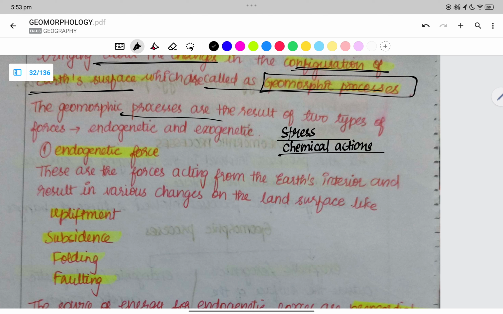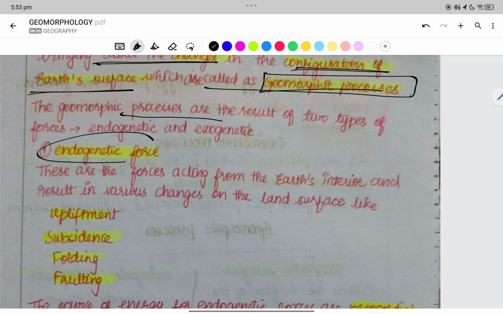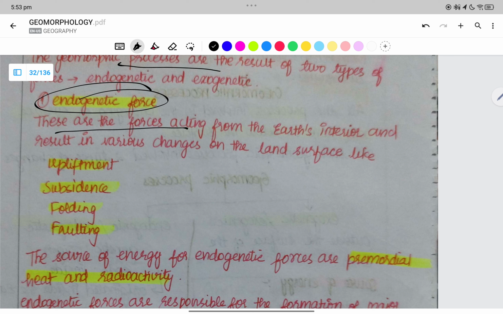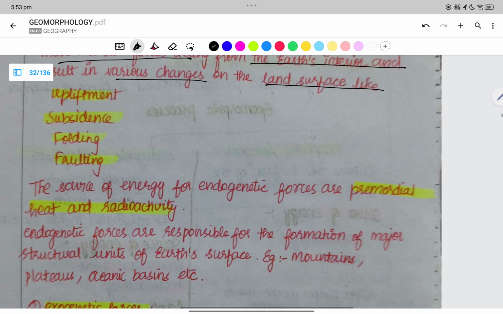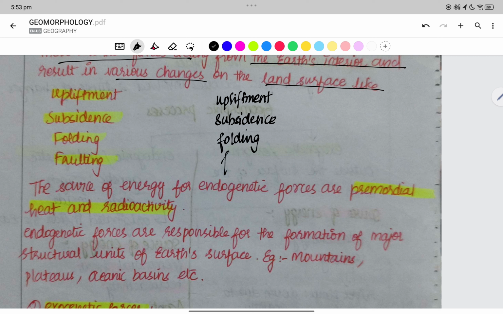Now, the geomorphic process is a result of two types of forces. What are the two types of forces here? Endogenetic forces and exogenetic forces. The endogenetic forces act from the interior of the earth and result in various changes in the land surface, like upliftment, where it comes up, or subsidence, where it goes down. Then we have folding and faulting. This upliftment, subsidence, folding, and faulting result in mountains, plateaus, and oceanic basins.